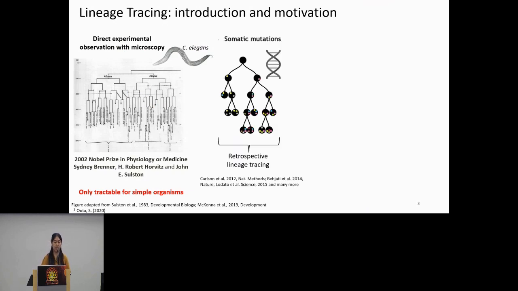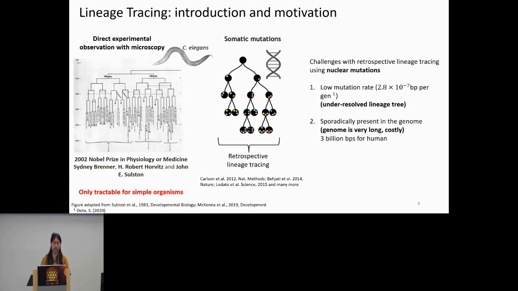In recent years, with the development of sequencing technologies, people have used somatic mutations for retrospective lineage tracing. However, there are a few challenges that come with this. First, the mutation rate of the nuclear genome is relatively low. It's only about 2.8 times 10 to the negative 7 base pair per generation. And this means that we have very few somatic mutations to work with.